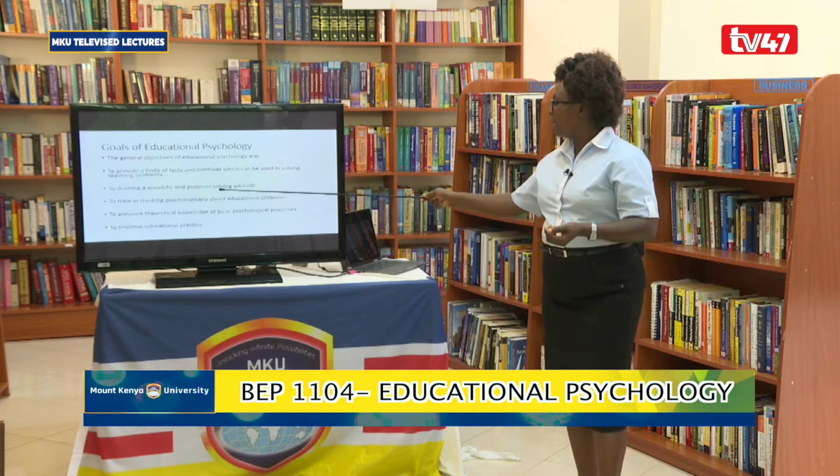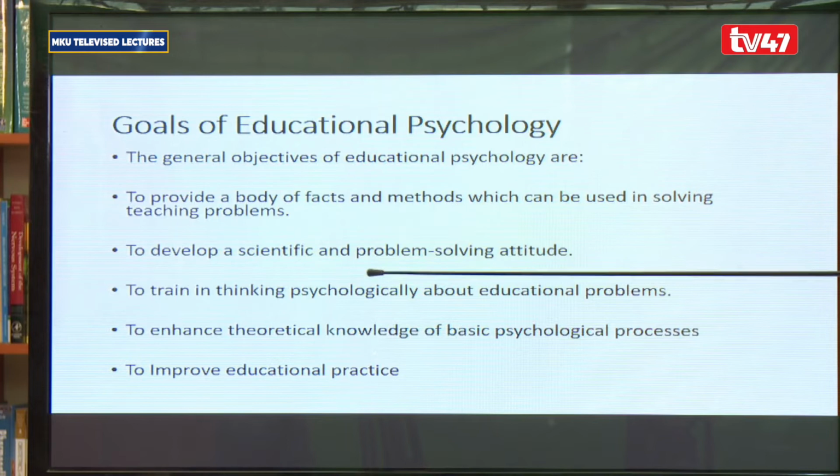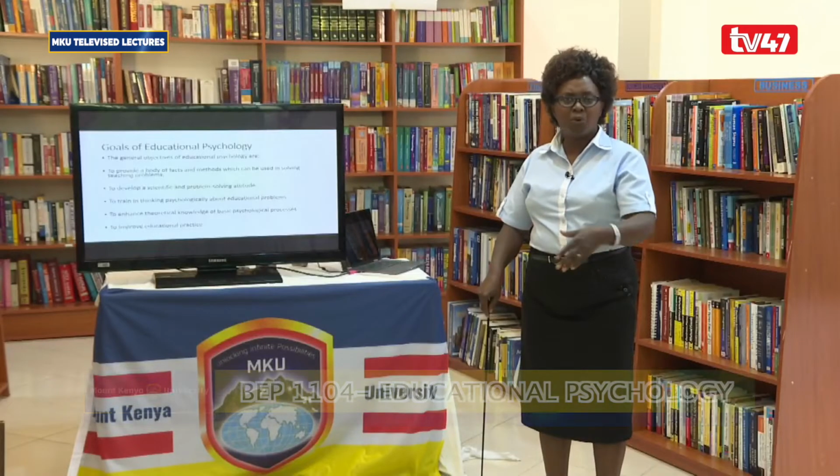Then we say the other goal is that it helps us to develop a scientific and problem-solving attitude. Why are we saying scientific? We are saying scientific because some teachers in the past were teaching through what is called unscientific methods. Unscientific methods is where teachers teach using common sense, thinking a student can study any subject. Even when they are supposed to choose, instead of giving them a chance to choose what they are good in, we are choosing for them, which is not right.